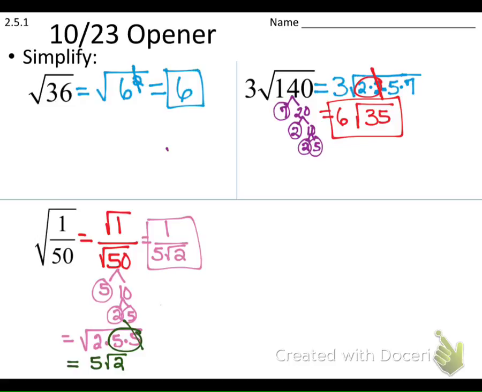So the back side of your opener, we have adding and subtracting square roots and multiplying square roots. So far at this point, we've covered simplifying square roots. Now we're going to do adding and subtracting square roots and multiplying square roots. This is all going to be on your test next week.